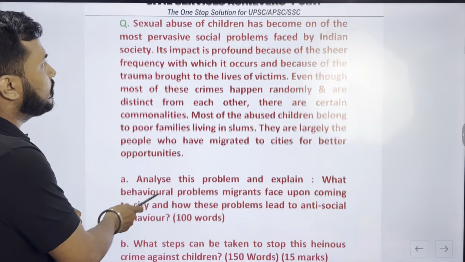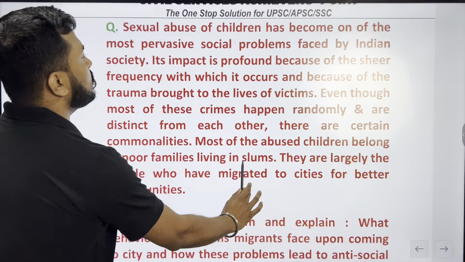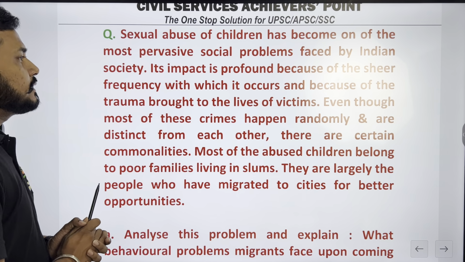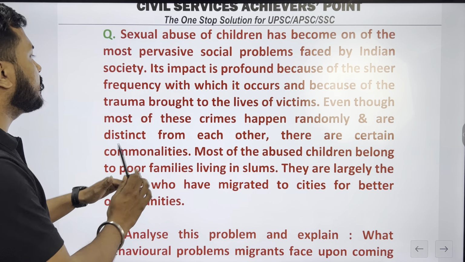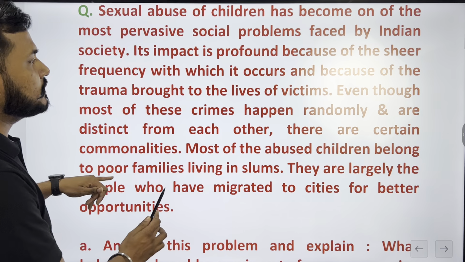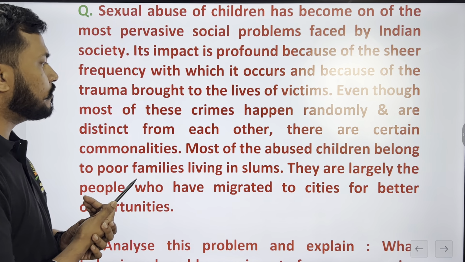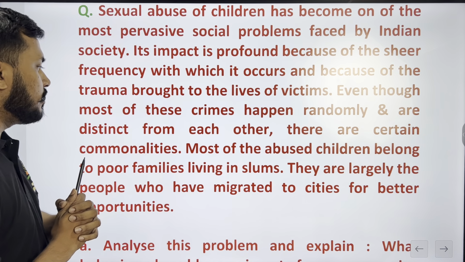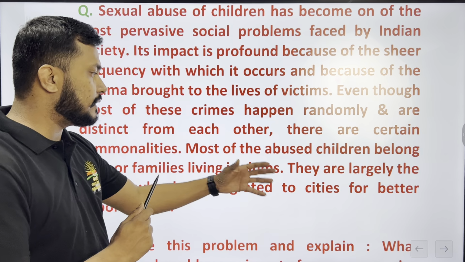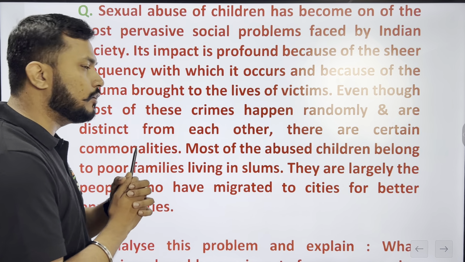So you could see that there has been a case of sexual abuse. Sexual abuse of children has become one of the most pervasive social problems faced by Indian society. Its impact is profound because of the sheer frequency with which it occurs and because of the trauma brought to the lives of the victims. Even though most of these crimes have happened randomly and are distinct from each other, there are certain commonalities. Most of the abused children belong to poor families living in slums, and they are largely people who have migrated to cities for better opportunities.